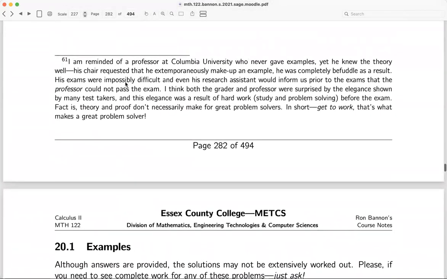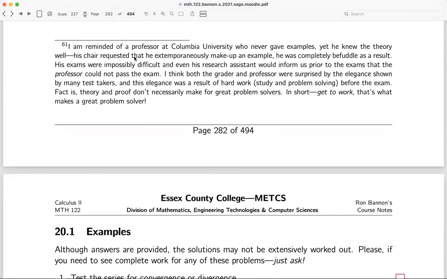A little reminder over here, I'll read this to you. It says, I'm reminded of a professor at Columbia University who never gave examples, yet he knew the theory well. His chair requested that he make up examples on the fly, which probably wasn't a very good idea. He was completely befuddled. And then he presents an example which, I'll be honest with you, the entire class thought was quite trivial compared to how difficult his theory was. But anyway, he was befuddled by giving examples. He never did. This is typical.